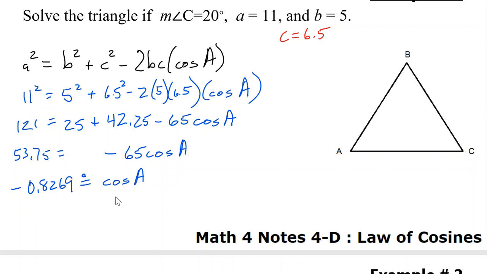Now again, here you don't have to worry about the ambiguous case, because when I go second cosine, second answer, I put that in, I get that A is 145.78. We'll call it 146. So C was 20, A is 146, little a was 11, little b was 5, and little c was about 6.5. So the only thing that I'm missing now is angle B, which I should be able to subtract. 146 and 20 make 166.